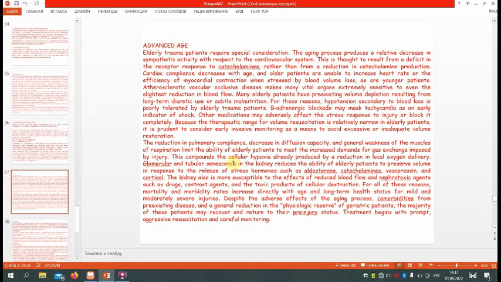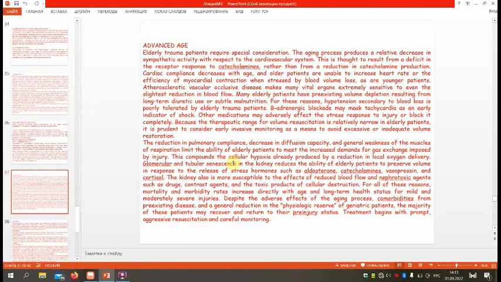Advanced age. Elderly trauma patients require special consideration. The aging process produces a relative decrease in sympathetic activity with respect to the cardiovascular system. This is thought to result from a deficit in the receptor response to catecholamines rather than from a reduction in catecholamine production. Cardiac compliance decreases with age, and older patients are unable to increase heart rate or the efficiency of myocardial contraction when stressed by blood volume loss as a younger patient can.